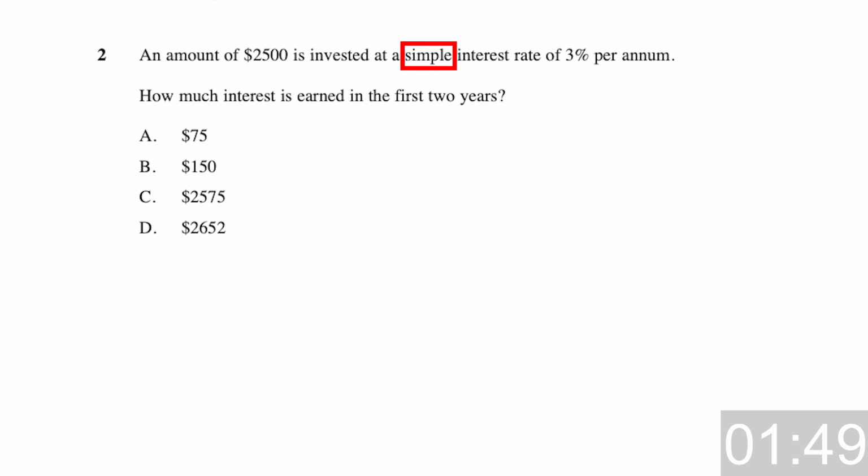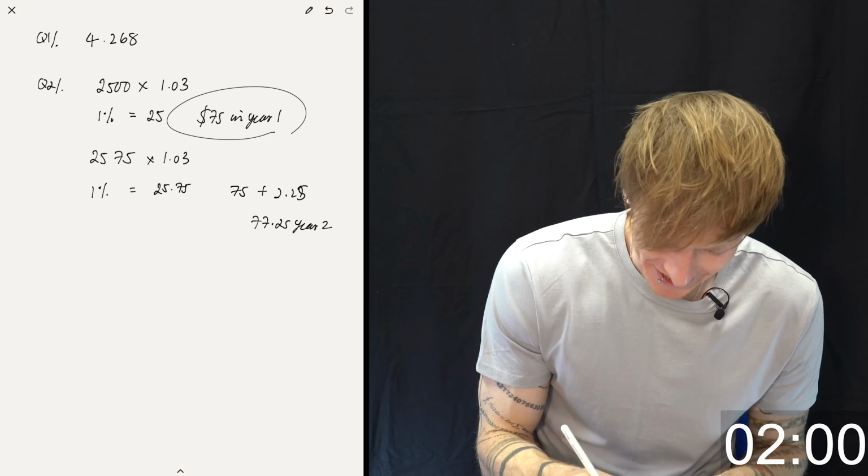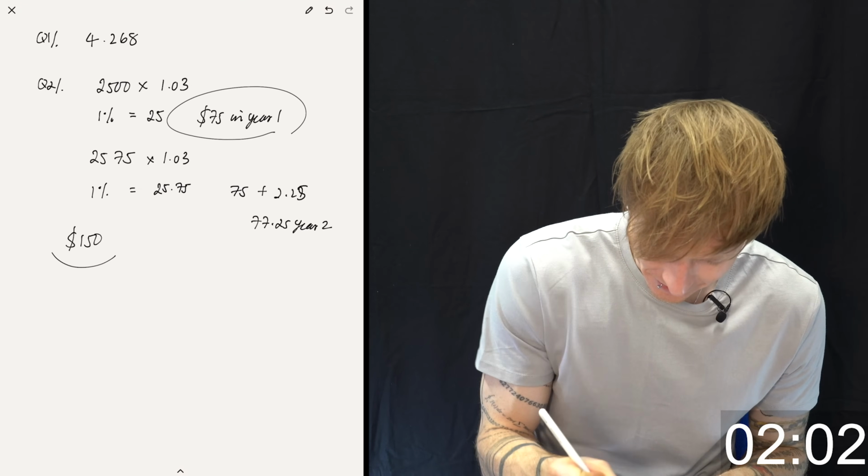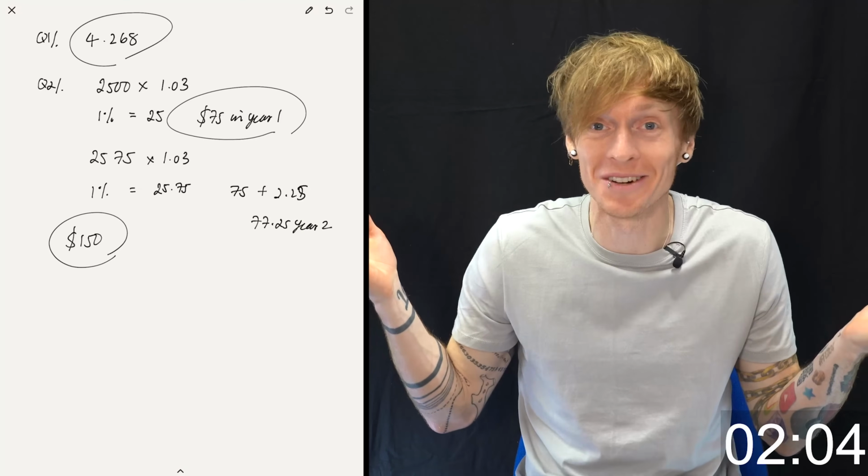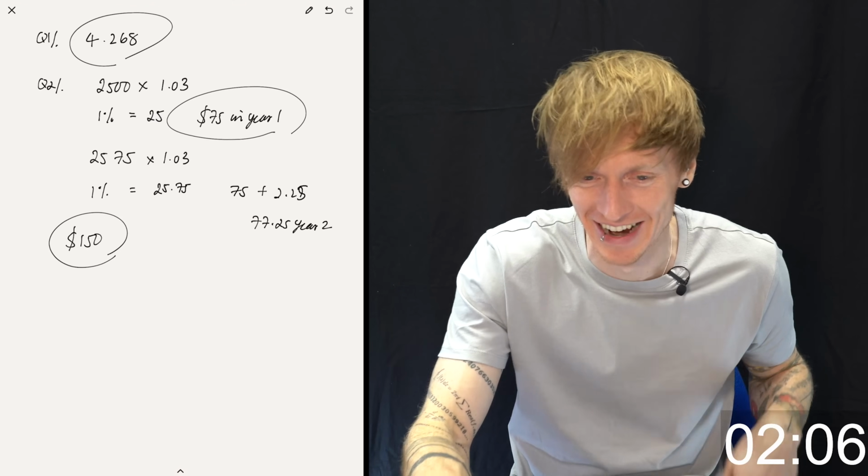So, I've done compound interest and it's simple interest. Great, read the question, Tom. It's B, it's clearly $150. God damn it. Already not reading questions. Okay, question 3. Note to self. Read questions.